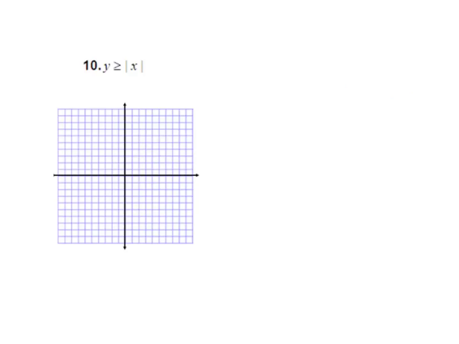Another absolute value. So this is actually just like my parent function. My parent function starts at 0, 0, and then it's a slope of 1. It's going to be a solid line because it's or equal to. Since it says y is greater than this, it's above my function. So it's actually going to be right in between the v. So again, this is your parent function. That's why your vertex is at 0, 0 with a slope of 1.